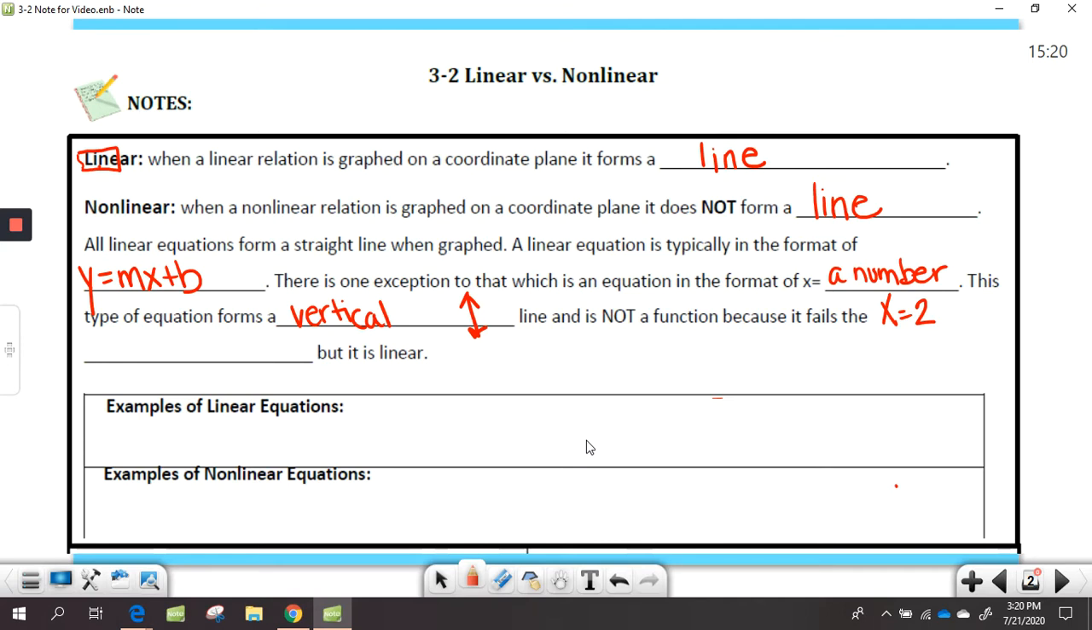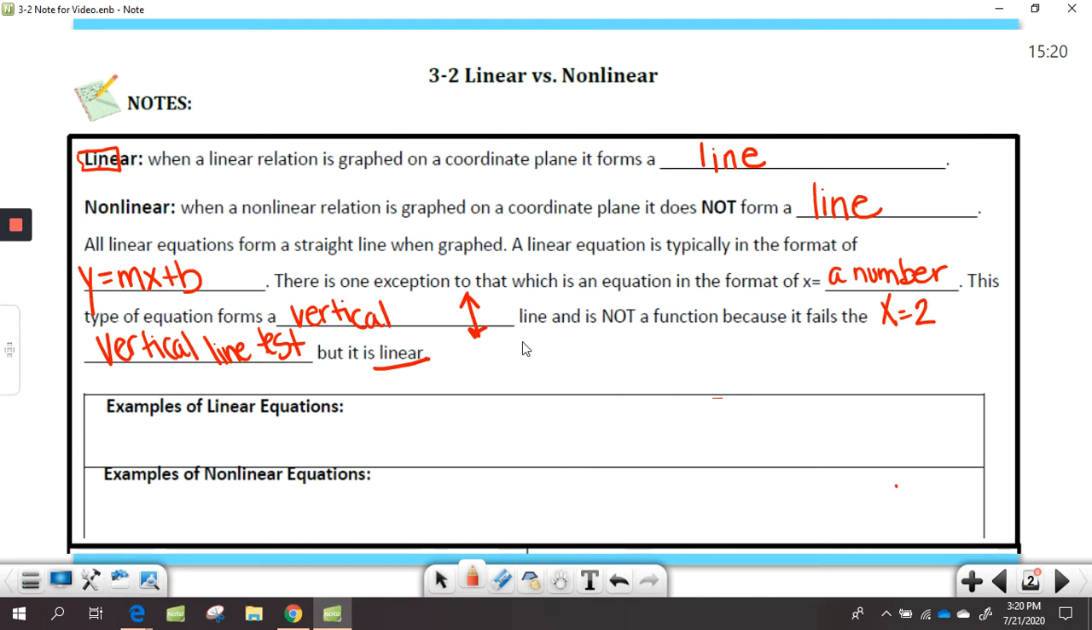And it is not a function because it fails the vertical line test. However, even though it's not a function, it is still linear because it forms a line.